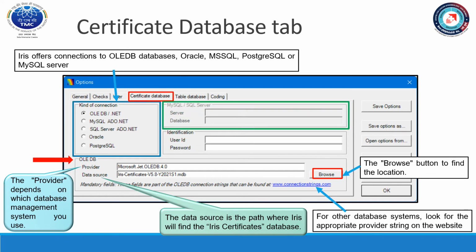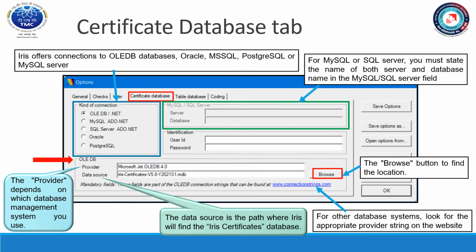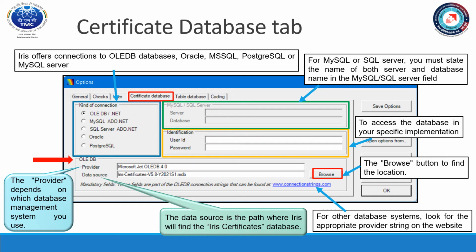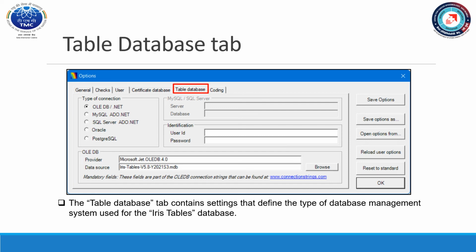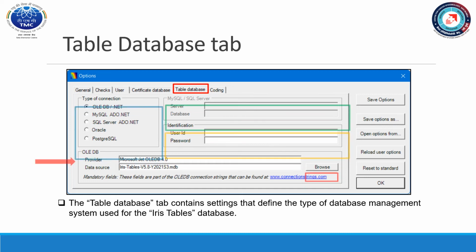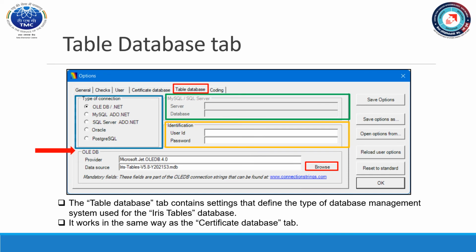For MySQL or SQL Server, you must state the name of both the server and the database in the MySQL or SQL Server field. You may need to supply a user identification and password to access the database in your specific implementation. The Table Databases tab contains settings that define the type of database management system used for the Iris Tables database. It works in the same way as the Certificate Database tab.